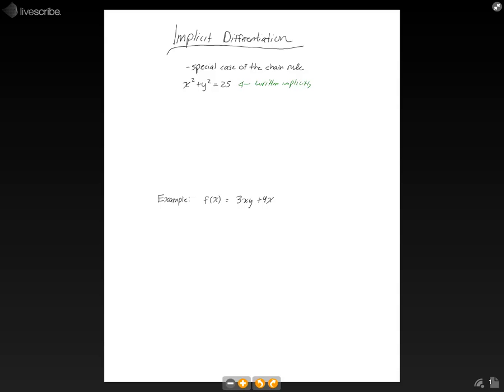In this example, if we wanted to solve for y, we'd have to take a square root, and there would be an x squared minus 25 under the square root, and it would look really ugly, and you don't want to differentiate that because it gets really complicated. So it's easier to differentiate implicitly. Let's take a look at how we do that.